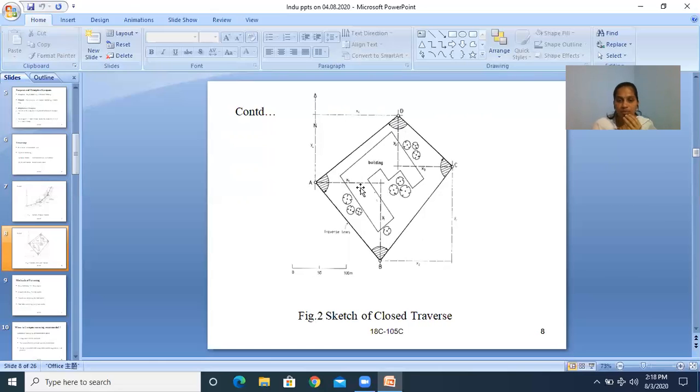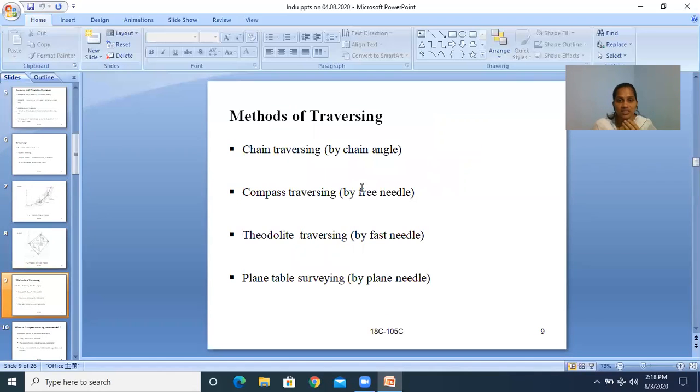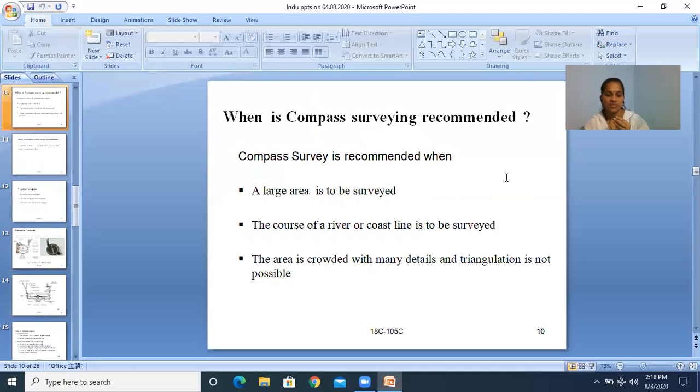So that is the compass surveying or compass traversing. The methods of traversing are chain traversing by chain angle, compass traversing by free needle, theodolite traversing by fast needle, plane table surveying by plane needle. So those are the different methods of traversing. We are using compass in compass surveying, that's why it is known as compass traversing.